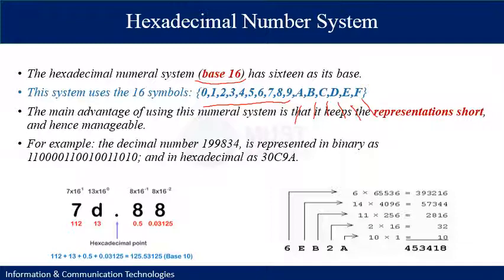The main advantage of using this numeral system is that it keeps the representation short and therefore manageable. For example, the decimal number 199834 is represented in binary as this number, and in hexadecimal it is represented in a very short form. So here is an example of hexadecimal numbers. So 7 will translate to 7, and D will translate to 13. The rest of the rules are similar.